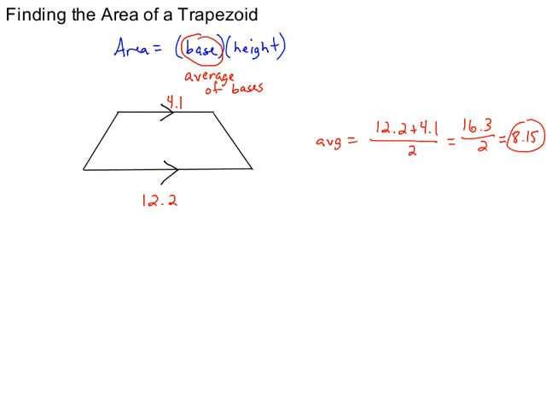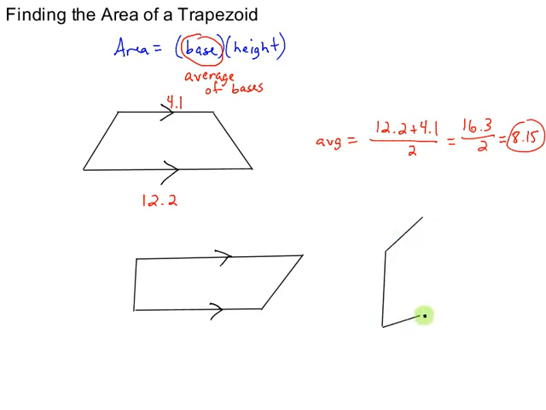Just real quick, trapezoids don't always look like this. You could have one that looks like this, right? Because the top and bottom bases are parallel, the other two sides don't matter. In fact, it could be rotated. You could have something sort of like this. That's also a trapezoid, but now your bases are more like the sides. Okay, so different types of trapezoids, but you always find the area by taking the average of the bases and multiplying it by the height.